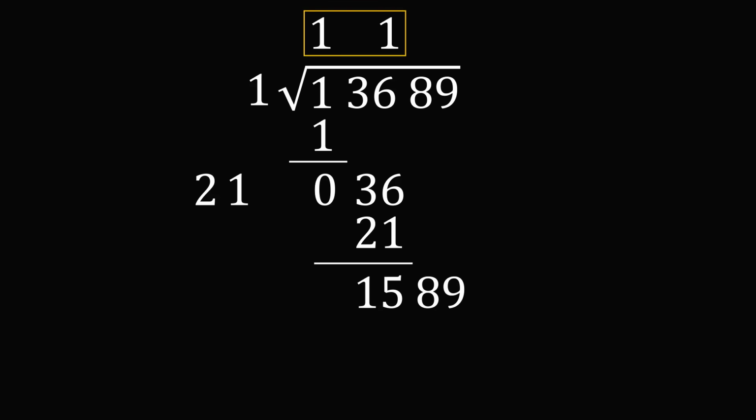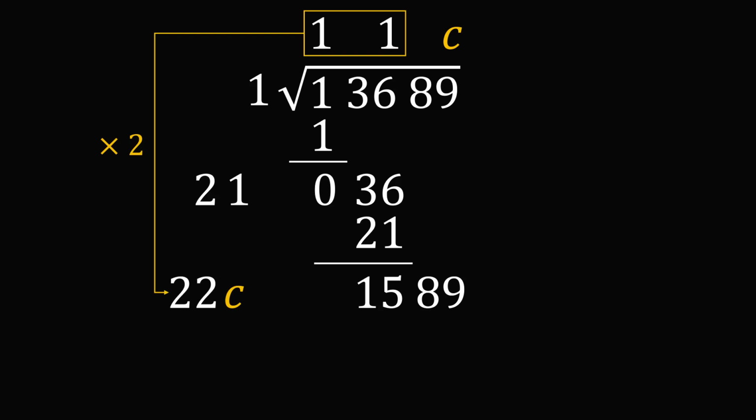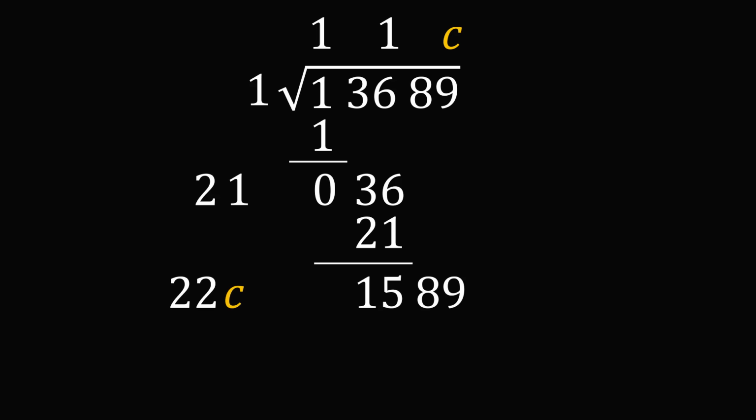We finally take 11 and we multiply it by 2 to get the next trial divisor, which starts out with 2, 2. If the next digit is c, then the divisor is going to be 22c. So we need 22c times c is less than or equal to 1589. Now we're going to do some estimation. 220 times 6 is equal to 1320, and 220 times 7 is 1540. So it seems like 7 is going to be the number that works. And if we substitute c is equal to 7, we get that 227 times 7 is exactly equal to 1589. Therefore, we have c is equal to 7, the final product is 1589, and we end up with no remainder.